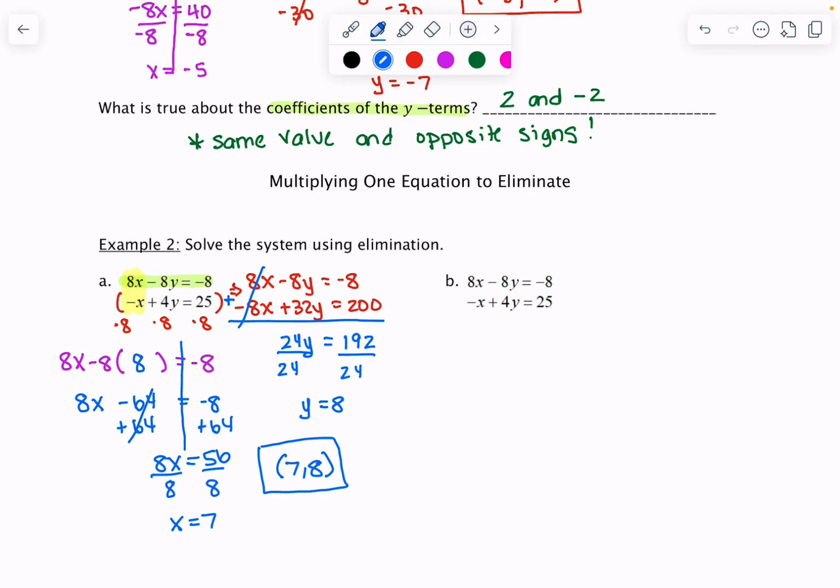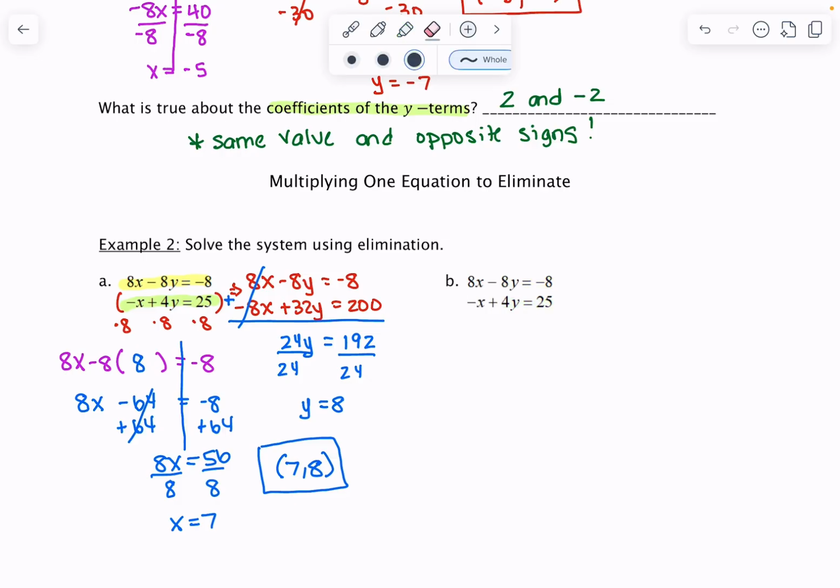Okay. For letter B, I'm going to have to multiply and take a look at something else I could multiply by. Notice that A and B are the same exact system of equations. If I erase this highlight, you can see that this equation is the same as this equation, and this equation is the same as this equation. They're identical. But I'm going to show you a second way that you could multiply and get the same answer.